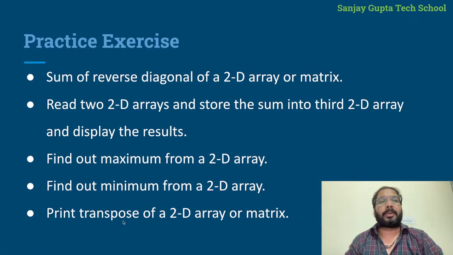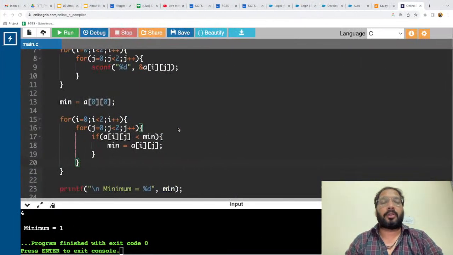Now the last one is very simple, we need to print the transpose of a 2D matrix or 2D array. So what happens whenever you have a 2D array and you want to print the transpose of that 2D array: whatever values we have in rows display in columns, and whatever we have in the columns will become the rows, right? So here I'm going to implement this logic for you so that you can understand how actually it is working.